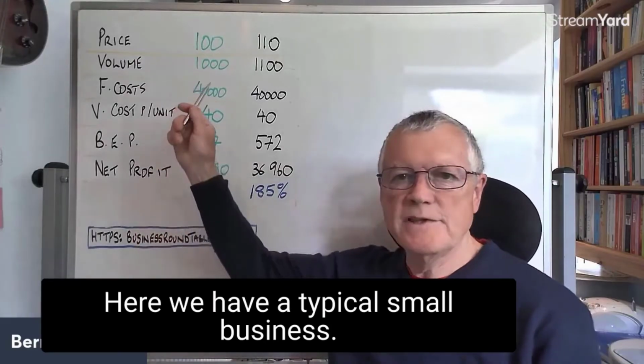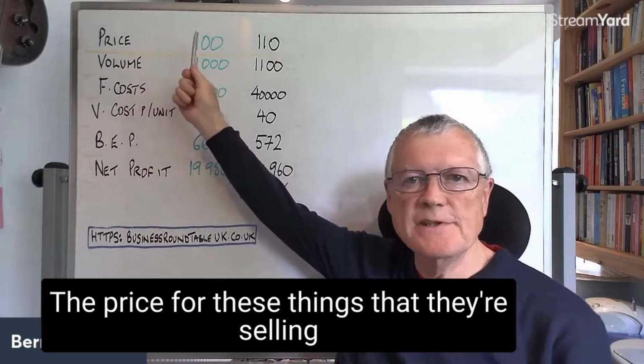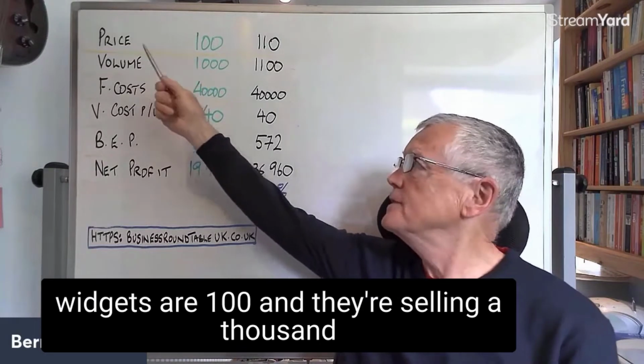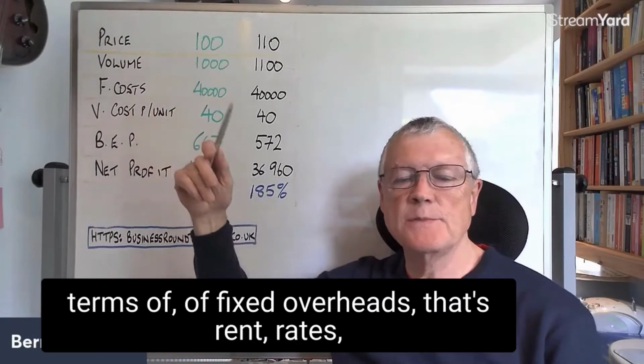Hello, here we have a typical small business. So here's what the numbers mean. The price for these things that they're selling, widgets, is 100, and they're selling 1,000 of them. And it costs them 40,000 in terms of fixed overheads.